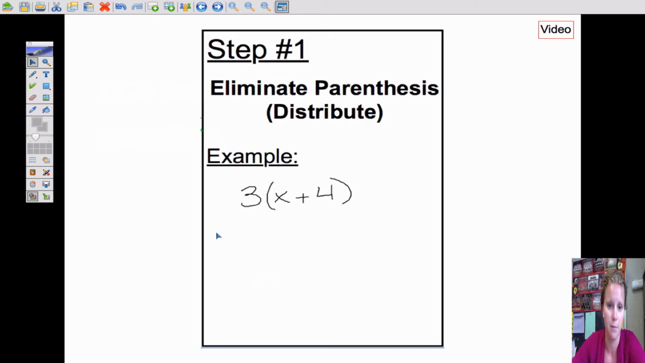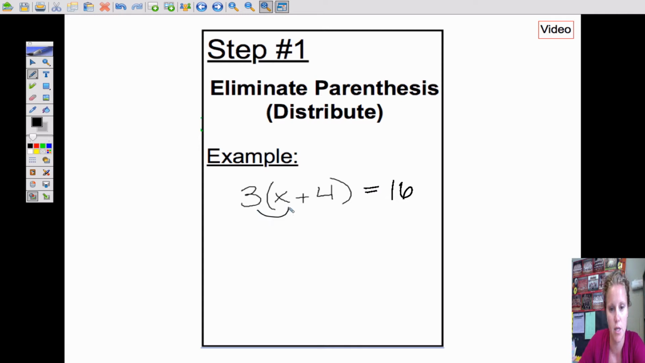The first step, and a lot of you should know this, is the distributive property to eliminate parentheses. We're going to use the distributive property, or we're going to distribute to get rid of parentheses if we have them in an equation. So to do that, we might have an equation. This is an expression, but we might have an equation something like this. Okay, this step to get rid of the parentheses, to do that we're going to distribute.